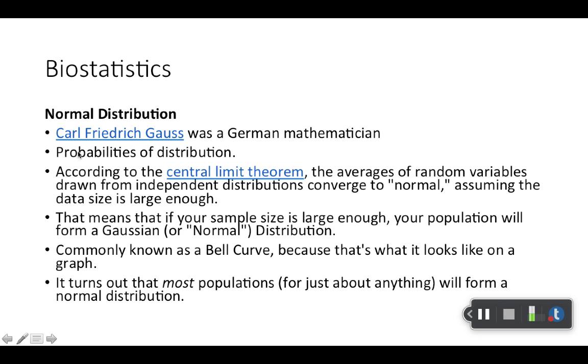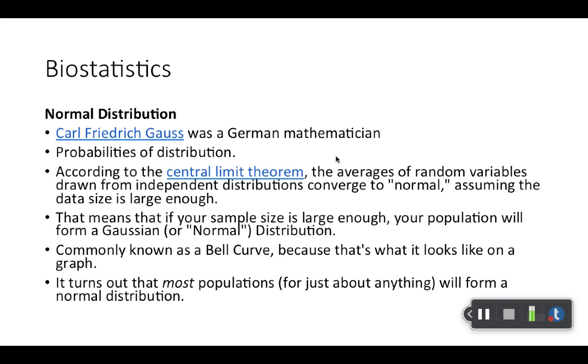So this mathematician, Gauss, I guess Carl Friedrich Gauss, but anyways, he's a German mathematician. He focused on the probabilities of distribution, and he developed the central limit theorem. Click on those if you want to. Don't worry about it, you don't have to go and read. It's just, I think, Wikipedia.